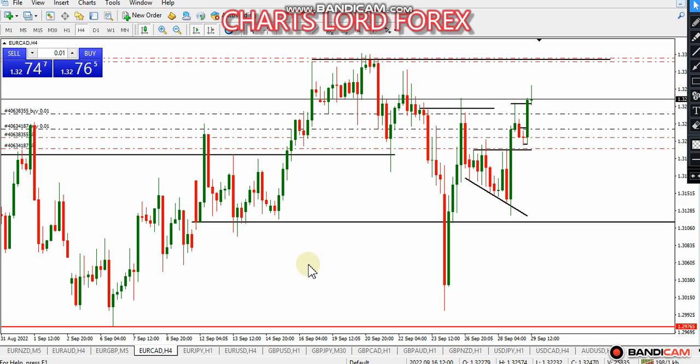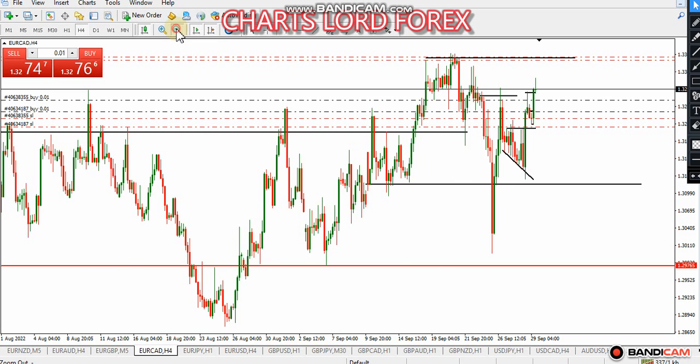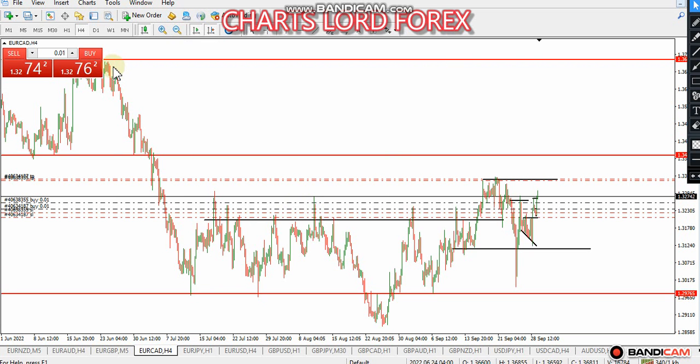So let's go, guys. Like I said, this is EURCAD, on the 4-hour time frame that I want to break down to you. If you look at this particular chart right now, let me zoom out a little bit. You can see this overall flow for the sell on the higher time frame. This is weekly, daily, overall flow coming down from this area.